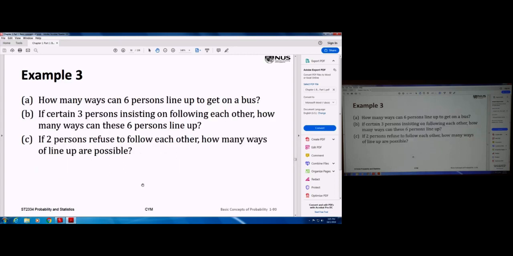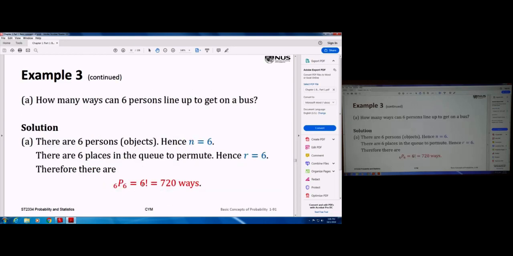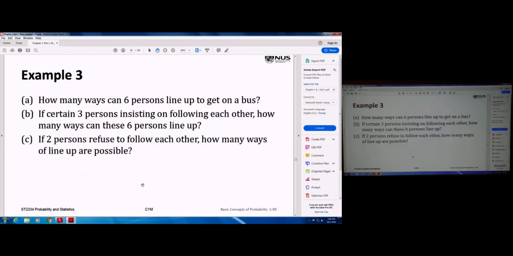Now part B is more complicated. Part B says the following: if 3 certain people insist on following each other, how many ways can 6 people line up? This is more complicated because you've got these 3 people who are being very unpleasant and saying, I'm only lining up behind him or her. How many possible lines can I get? So the good thing, the thing here, you know.